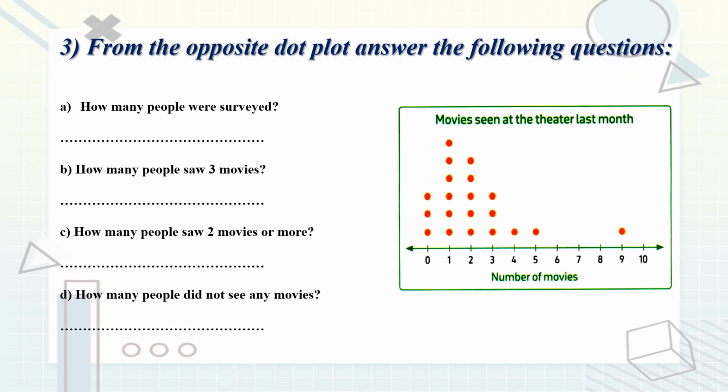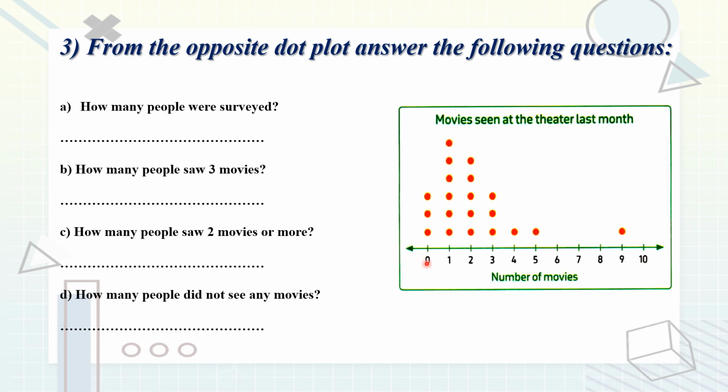From the following exercise, we will learn how to answer the following questions from the dot plot graph. From the opposite dot plot, answer the following questions. This graph talks about the movies seen at the theater last month, and this is the number of movies from 0 to 10.